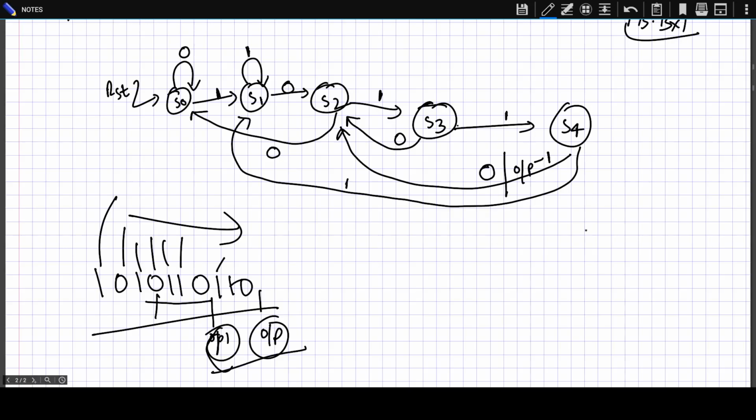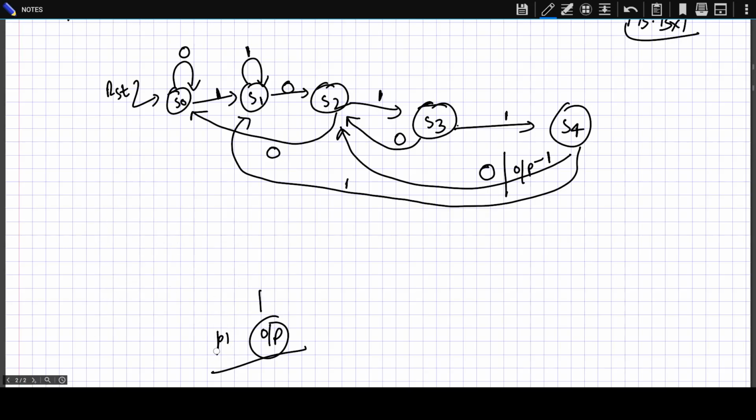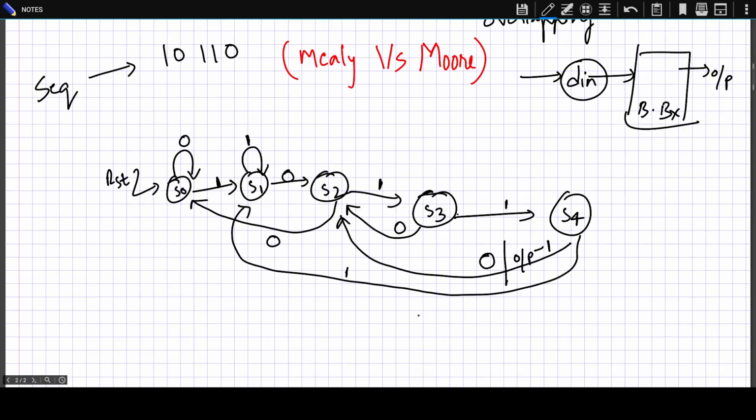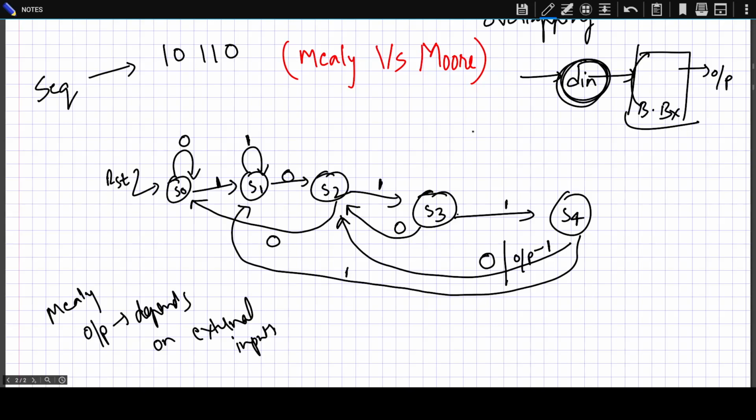So you can see for yourself and verify that this FSM is working correctly. So this is indeed correct. Now this kind of FSM is called a Mealy machine. Why Mealy? The simplest definition is that a Mealy machine is one where the output depends on external inputs. So what are the external inputs for this FSM? It is dn. The input sequence itself is the external input.